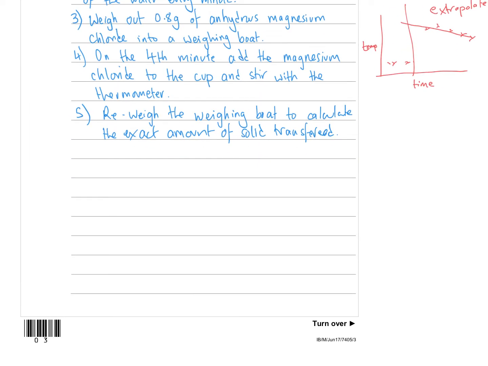Now we've added the known amount of solid to the cup, we need to say how we're going to take regular temperature readings. That can be every 30 seconds, it can be every minute, until we're able to see a regular trend in the temperature change. We're then going to plot a graph of temperature against time so that we can extrapolate a line back to the point where the solid was added.